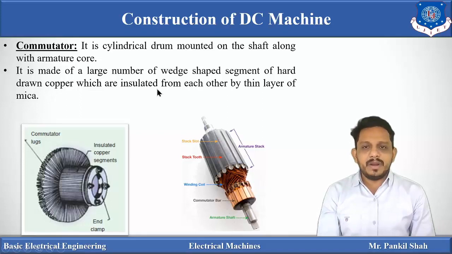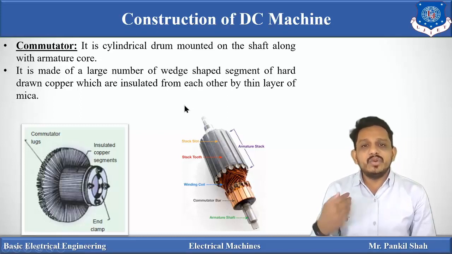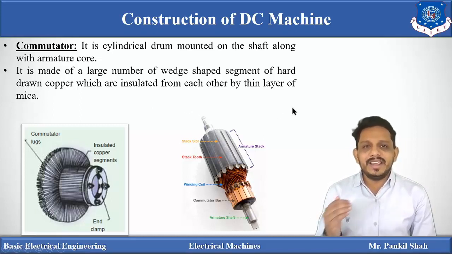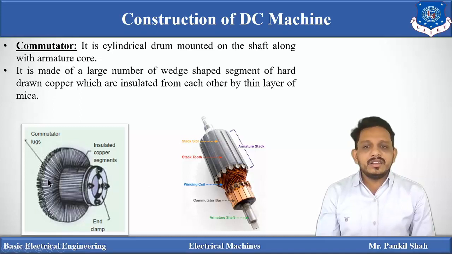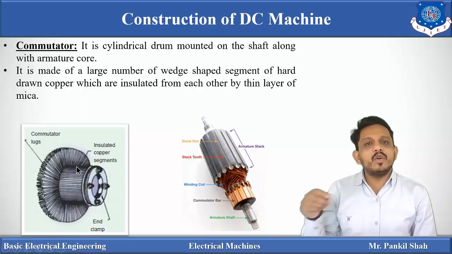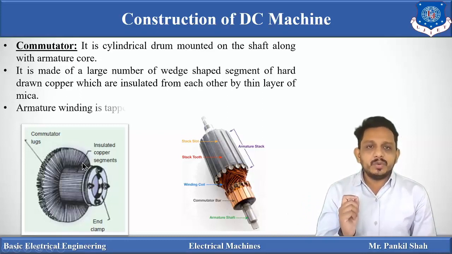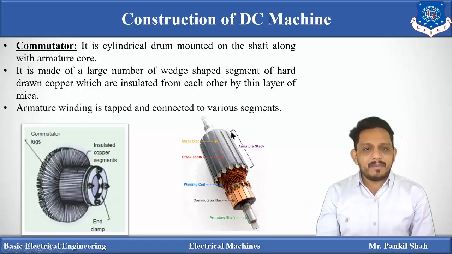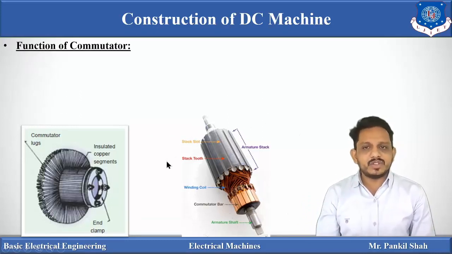So the commutator is made up of a large number of wedge-shaped segments of hard-drawn copper, which are insulated from each other by a thin layer of mica. Basically, all conductors are insulated from each other, and all conductors are given to particular segments. So the armature winding is tapped and connected to various segments of the commutator.